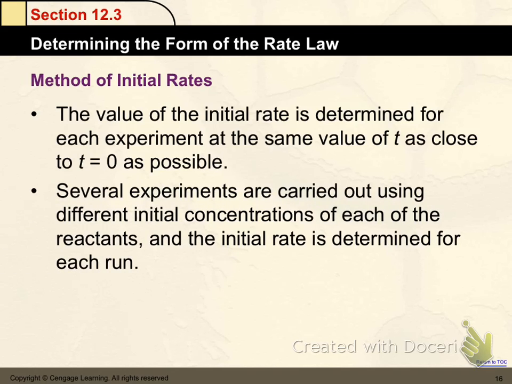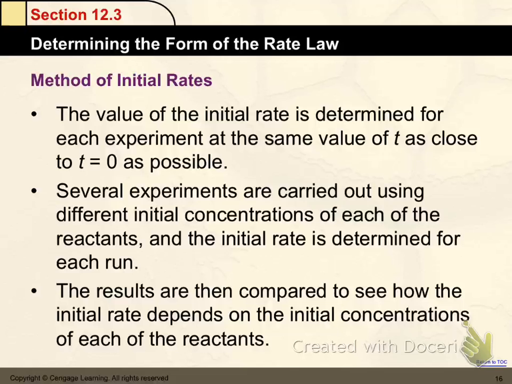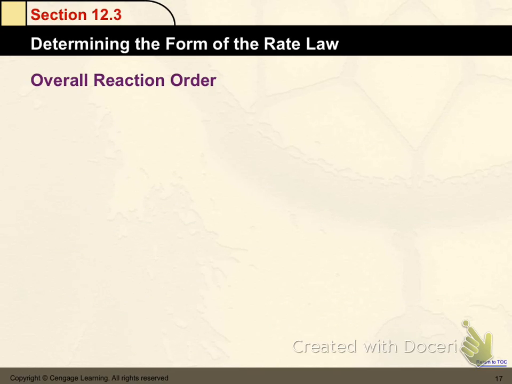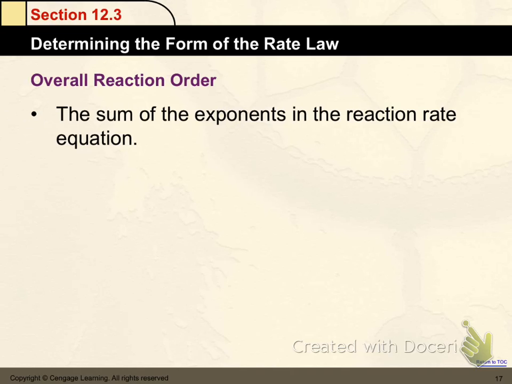Several experiments are carried out using different initial concentrations for each of the reactants, and the initial rate is determined for each individual run. The results are then compared and graphed to see how the initial rate depends on the initial concentrations of each of the reactants. So that's the process of the method of initial rates. From that process, we're going to be able to find a rate equation that will look like the general form like this, like we saw in class.